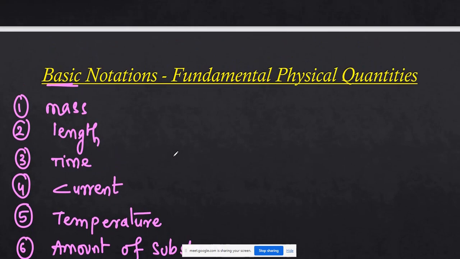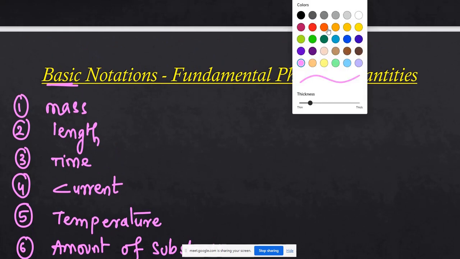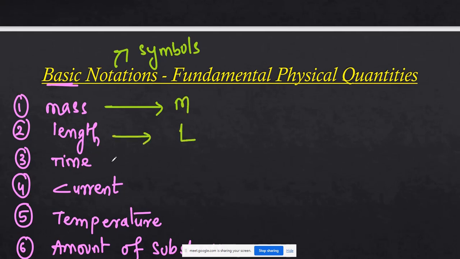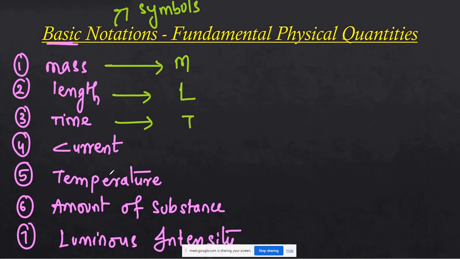Now in problems, the symbols that we use for these seven fundamental quantities are the basic notations. For mass we use capital M. For length we use capital L; length, distance all mean the same. For time we use capital T. Temperature is also T, so there will be confusion. So for temperature we will take theta.